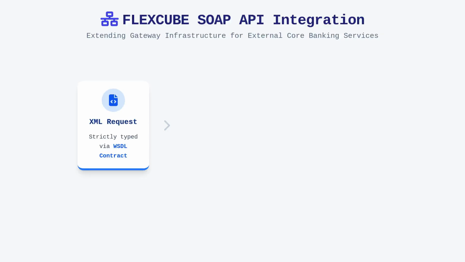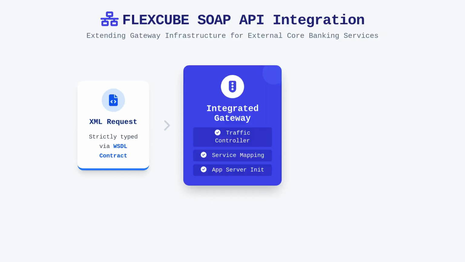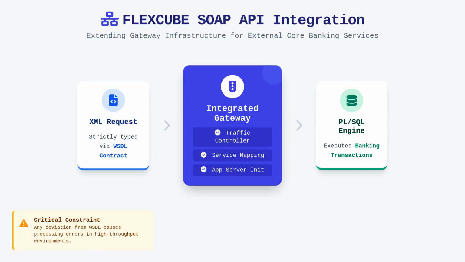You must first ensure that the gateway infrastructure is properly initialized within the application server environment, as this acts as the primary traffic controller for all incoming requests. The configuration involves managing the interaction between the application's external interface and the internal PL SQL procedures that actually perform the banking transactions. If you have ever worked with enterprise service buses or complex middleware, this architectural pattern will feel quite familiar, as it prioritizes structure and strict typing over the flexibility often associated with modern web APIs.